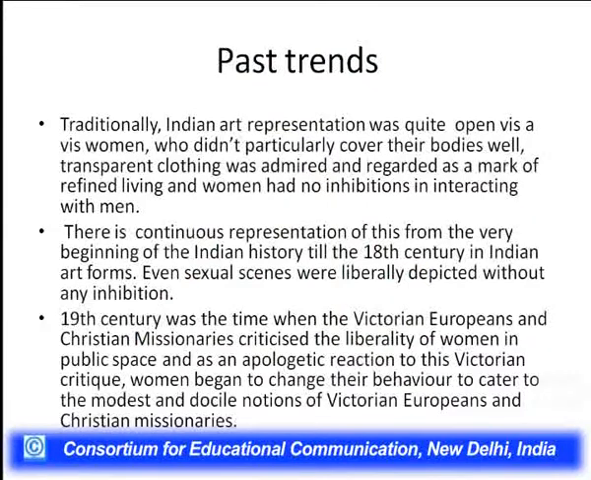on showing beauty in all its varied forms, what happened during the so-called modern period, particularly during the colonial period, that this entire tendency of showing the beauty of female figure completely changed itself. Now, there was a continuous representation of that kind of a liberated art form, which was full of sexual energy and vigor from the beginning of the Indian history till the 18th century in various Indian art forms. Even sexual scenes were depicted explicitly without any inhibition.